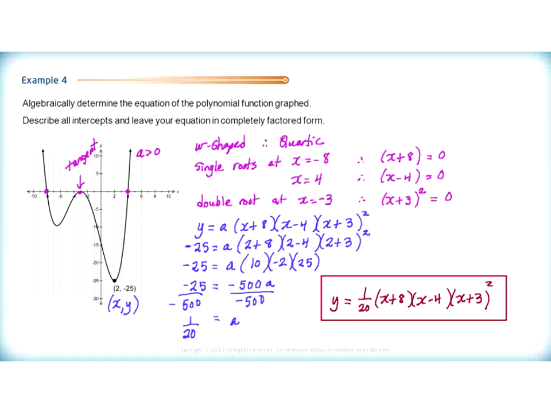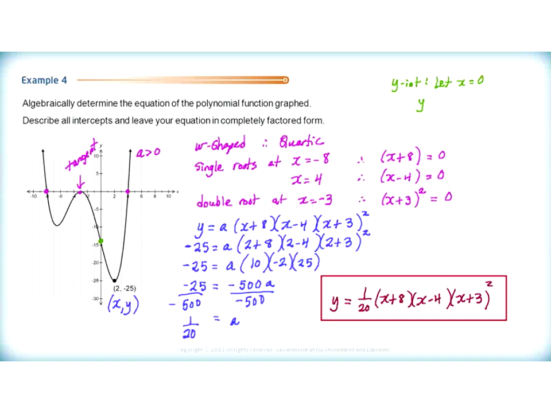We were also asked in this case to determine the y-intercept as well. The y-intercept is this point right here. In order to get the y-intercept, you can let x equal 0 in order to get the exact coordinate.